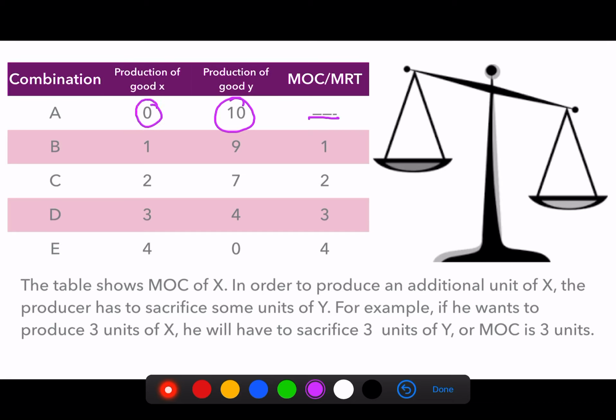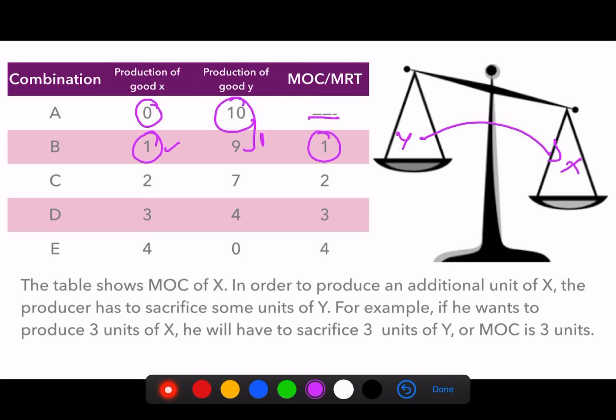Okay, now in the B combination, the producer says, now I want to produce 1 unit of good X. To produce 1 unit of good X, the producer has decided to transfer the resources from Y to X. So in that case, when he shifted the resources from Y to X, he sacrificed 1 unit of Y to produce an additional unit of X. In that case, MOC is 1.